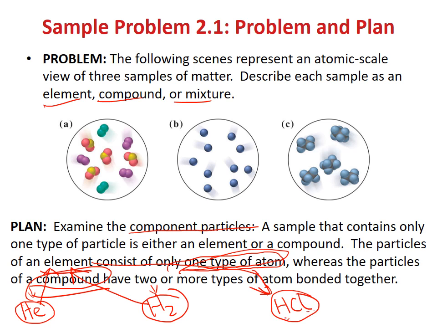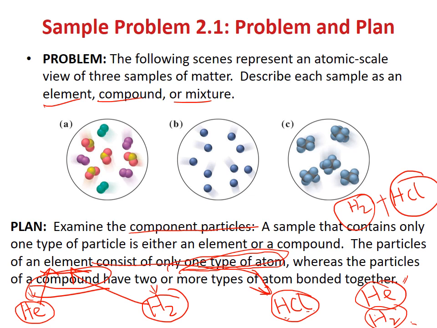Now, if we combine, let's say, helium and hydrogen, then we get a mixture because you have different component particles. One is an atom, the other is a molecule. Or you can combine two molecules, hydrogen and hydrogen chloride. If we combine these two together, that's a mixture of two different particles.